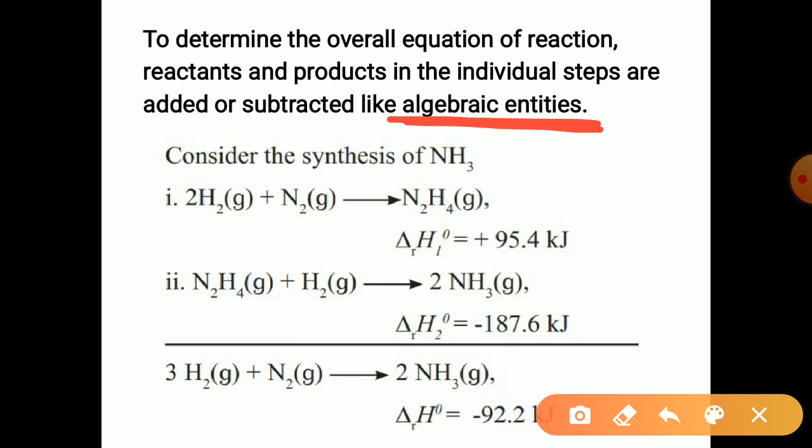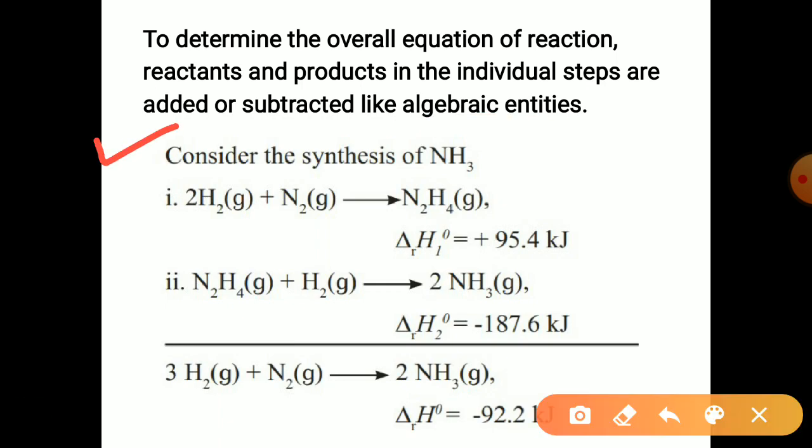This is because thermochemical equations are treated algebraically. So you can give any algebraic operation to the individual steps of that reaction. You can add, you can subtract, you can multiply the equation by any integer or any fraction. Any algebraic operation can be applied to the individual steps of the reaction.